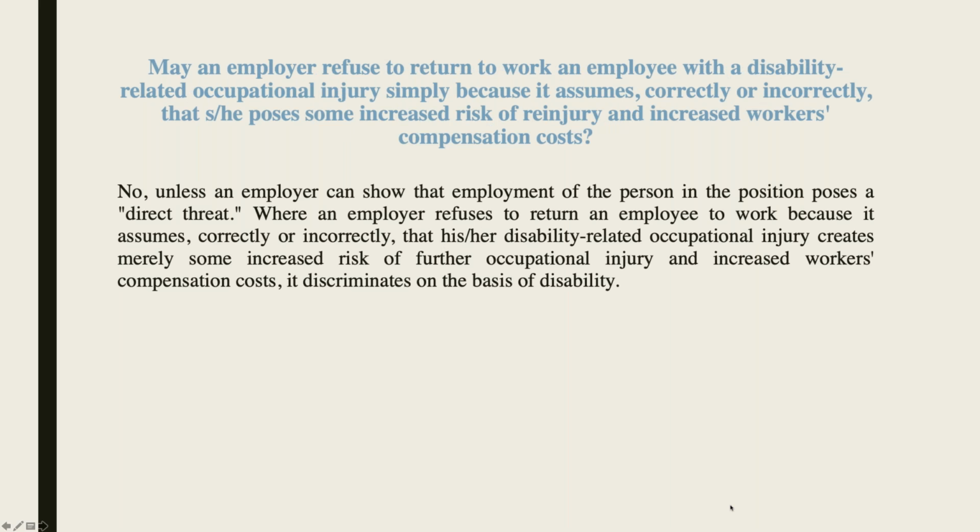May an employer refuse to return to work an employee with a disability-related occupational injury simply because it assumes, maybe correctly or incorrectly, that he or she poses some increased risk of re-injury and increased workers' comp costs? I get this question a lot. We see sometimes a pattern of injuries from a particular employee. Sometimes we believe it's intentional, other times we just think it's a matter of happenstance. And often the question comes up: do we have to reinstate them, essentially? Or can we refuse the return to work because we just think that they're a high risk?